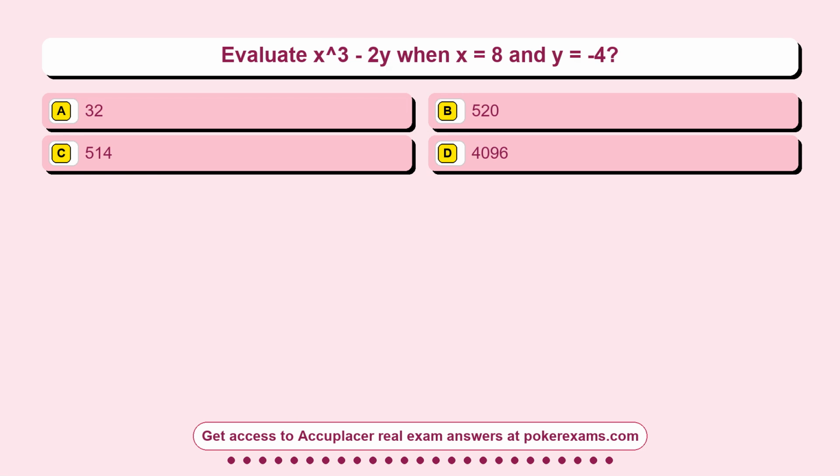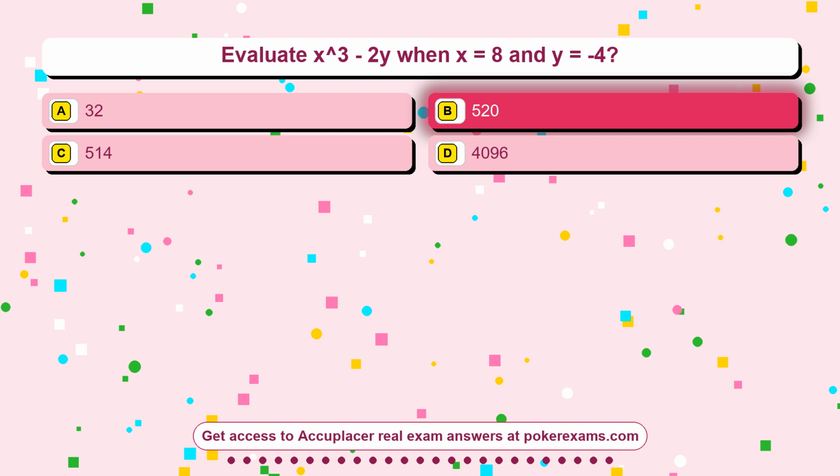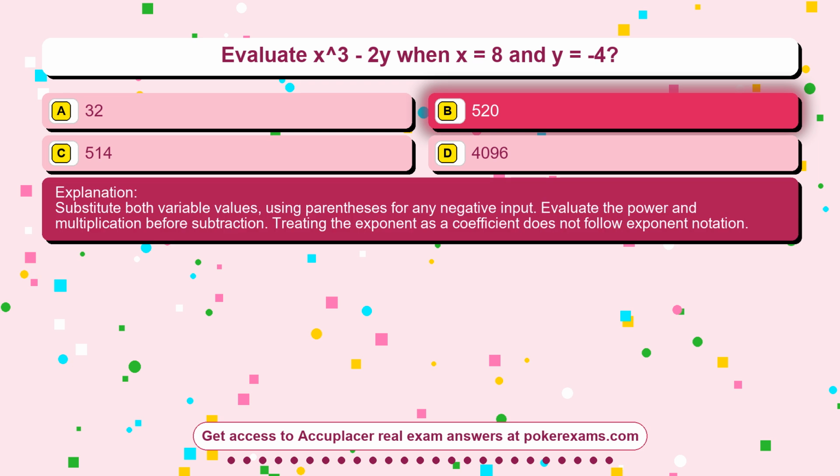Question 8. Evaluate x^3 minus 2y when x equals 8 and y equals minus 4. Option A 32, option B 520, option C 514, option D 4096. The correct answer is option B, 520. Substitute both variable values, using parentheses for any negative input. Evaluate the power and multiplication before subtraction. Treating the exponent as a coefficient does not follow exponent notation.